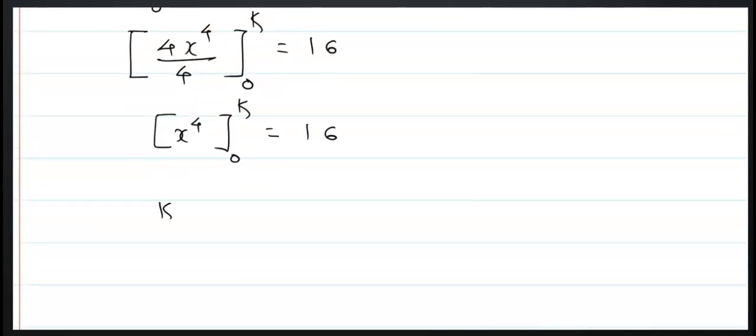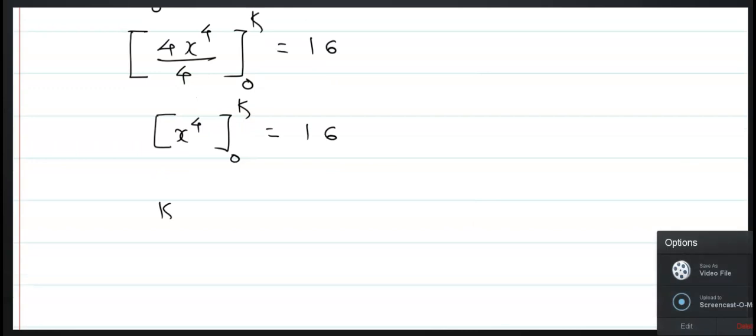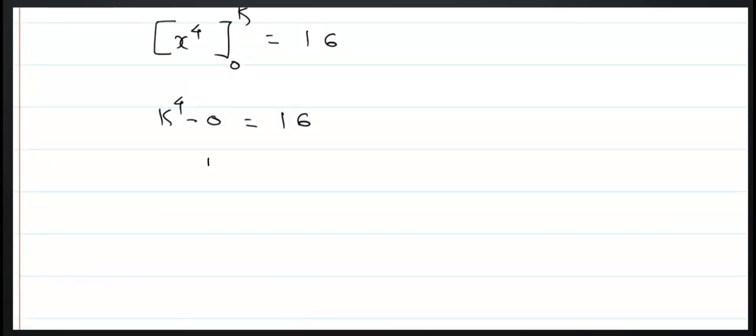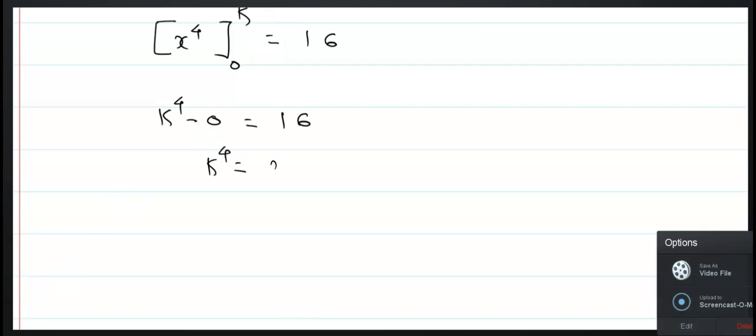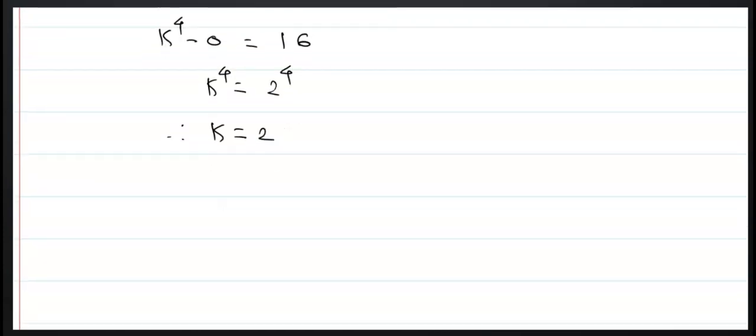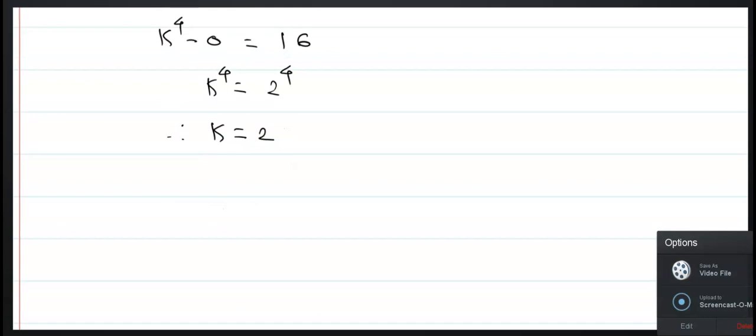We substitute 0 to k equals 16. That is x^4, lower limit is 0, upper limit is k, equals 16. Therefore, k^4 is equal to 16, that is equal to 2^4, and therefore k is equal to 2.